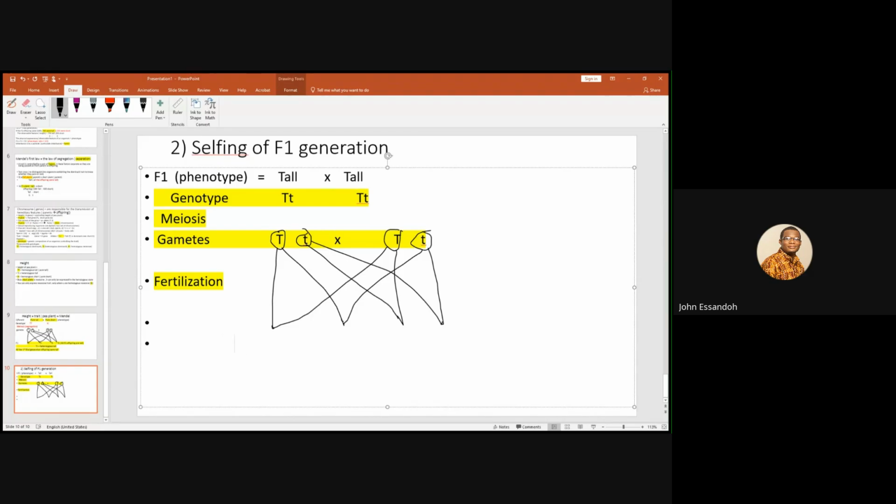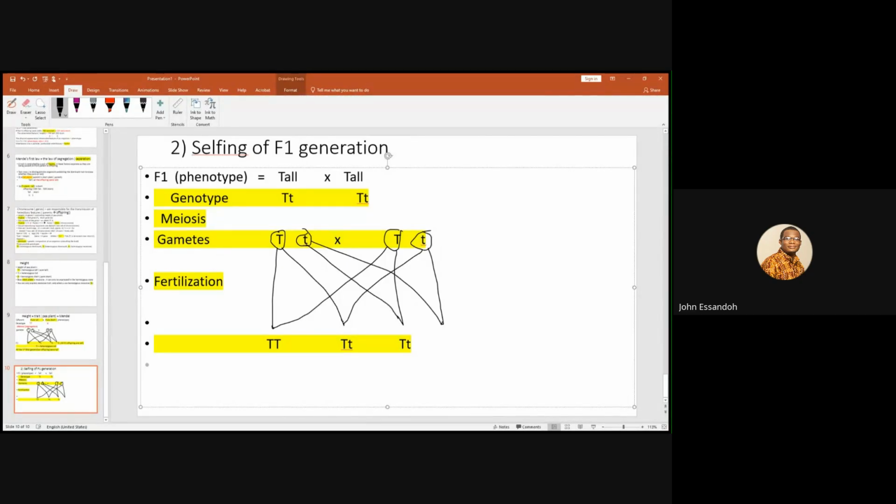So you get capital T, capital T, capital T, small t. Always write the dominant before recessive. So here you can see this one, capital T, small t, and this one, small t with the capital T. So write capital T, small t.